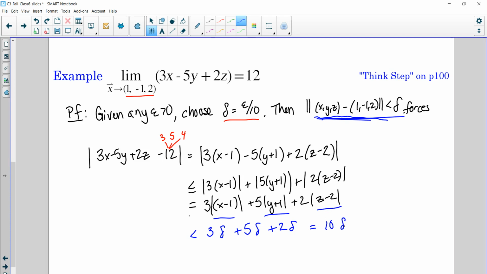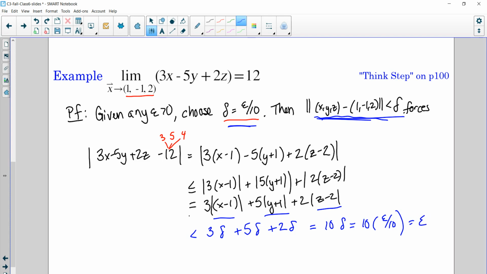But then I'm saying this delta is actually epsilon over 10, by what I chose from above, which is just epsilon. And that would complete my proof.